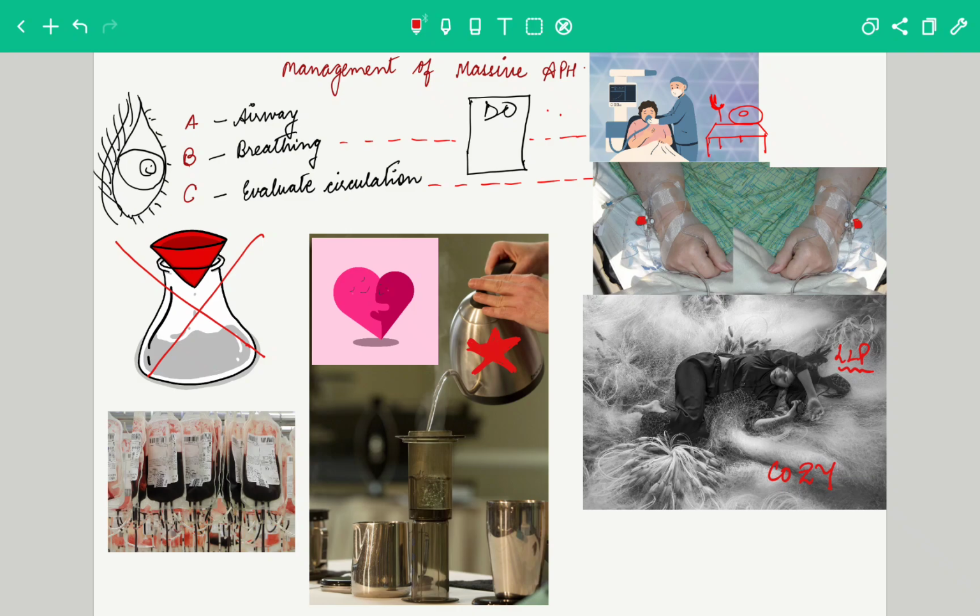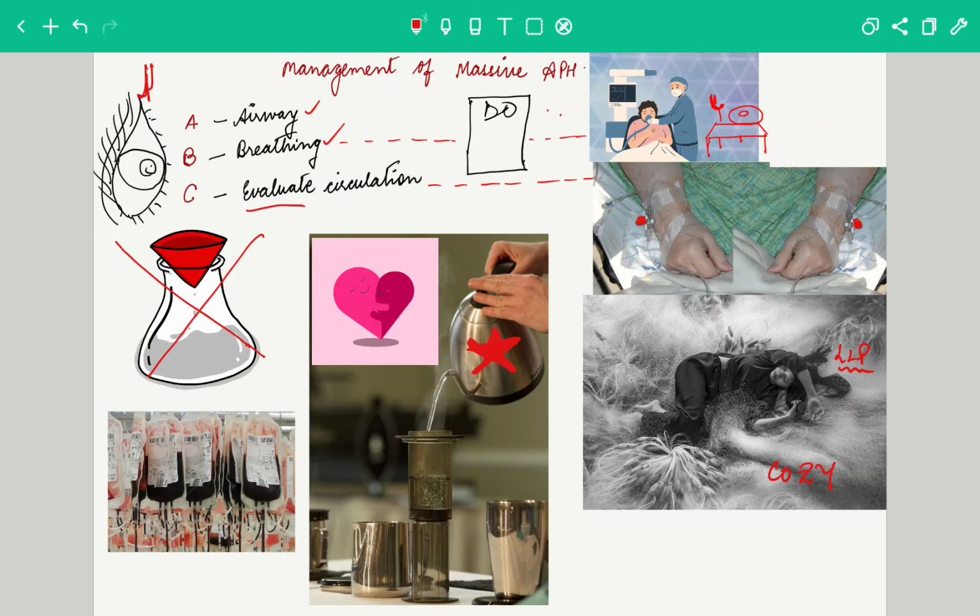Now, the first thing that we do when we see a patient with massive APH is that we see. First we have to see, and then we have to do. Now, what is it that we will see? We will see the ABC. So you are viewing the patient, and we are trying to assess how is the airway, how is the breathing, and evaluate how is the circulation. So the ABC rule is here, and you are first observing the airway, breathing, and evaluating the circulation.